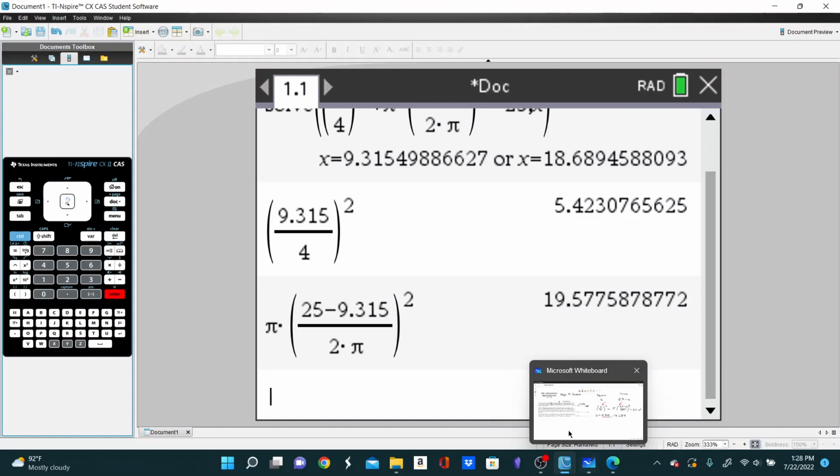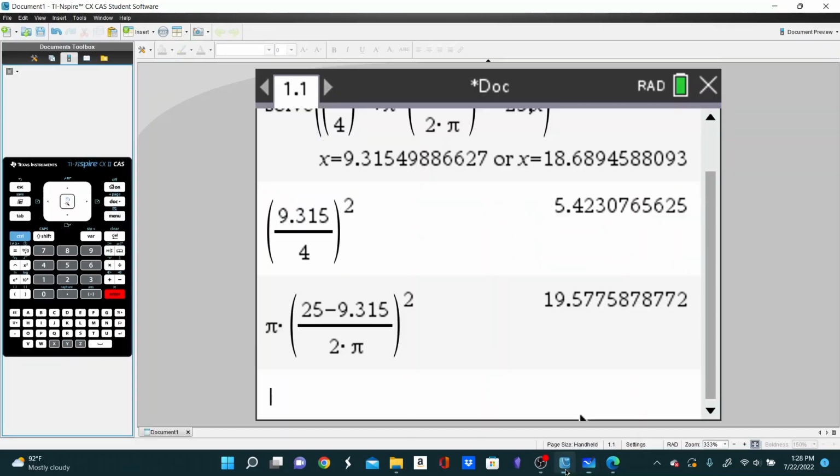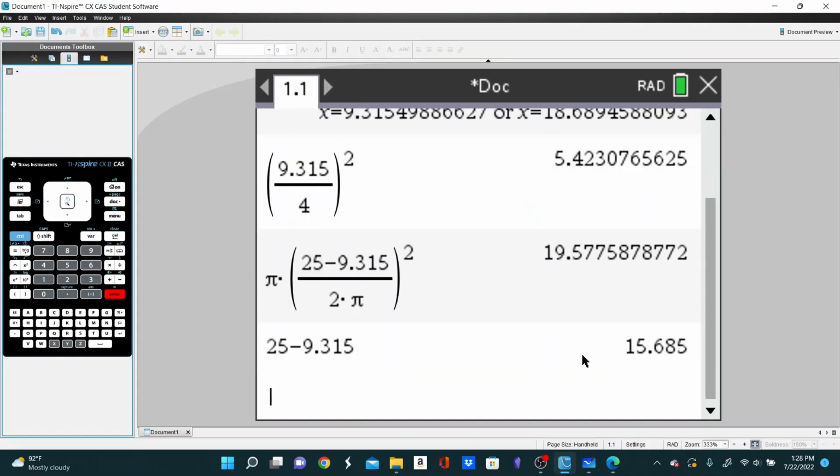Is that what it wanted? The circle area is larger than the square area. Yes. So now we need to find the circle's diameter. So we know that x is 9.315. Now to find the circle's diameter, well, we know the circle's circumference is 25 minus x, which means 25 minus 9.315. So that gives us a circumference of 15.685.